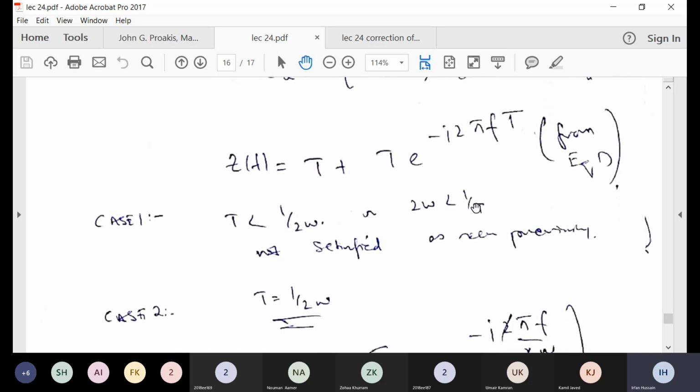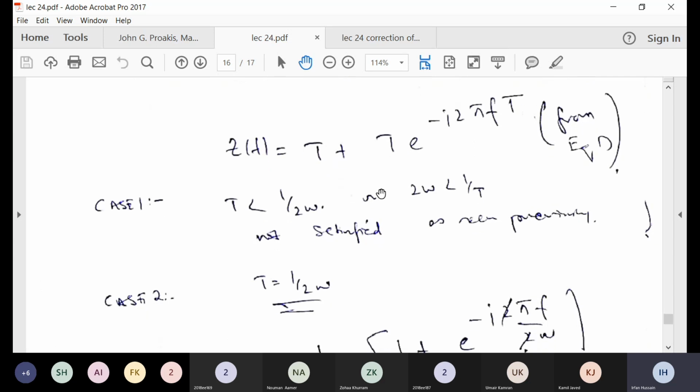Now again for this case, you can see that if your T is less than 1 over 2W, or you can say 2W is less than 1 over T, then again the Nyquist criteria is not satisfied as seen previously, because there will be gaps. It is existing after 2W, so that is why there will be gaps between the W widths.